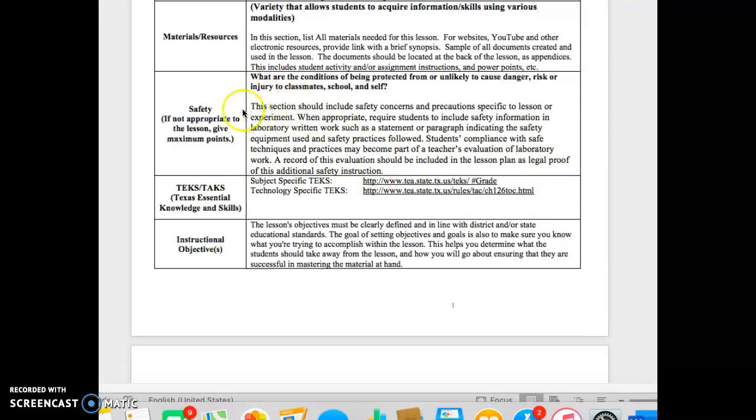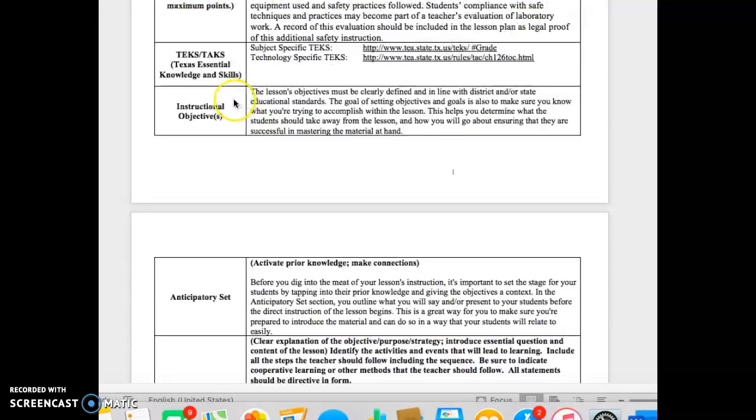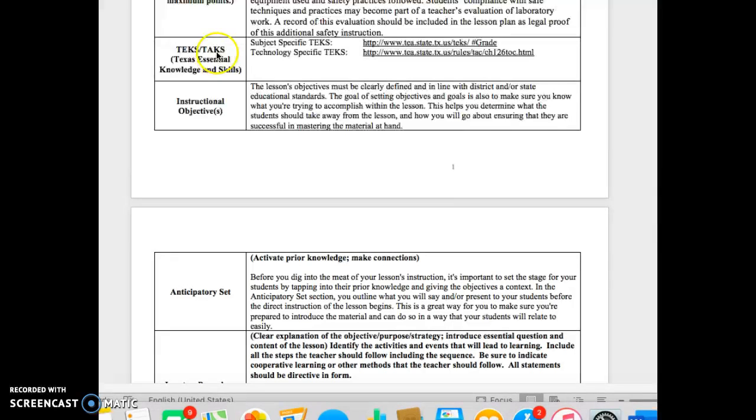So I think overall you just want to make sure that all the students are well protected and safe for any type of activity, and you just want to be prepared for that. Next, you have a text or TEKS, and this stands for the Texas Essential Knowledge and Skills, and it's going to give you a specific link for the text and then the technology specifics for the text.